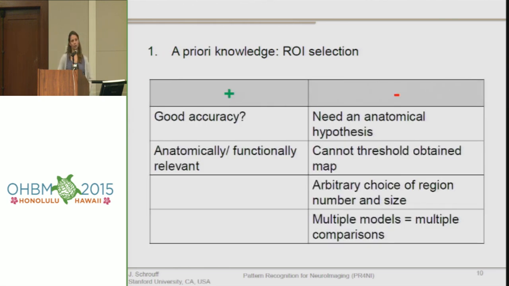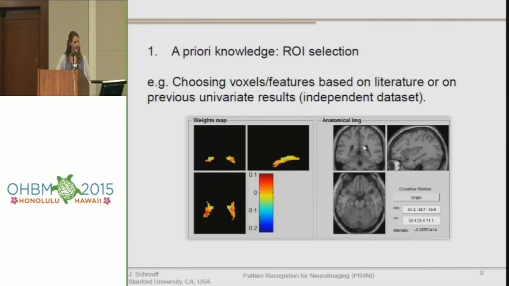So here we're just looking at the accuracy, so we're not looking at the weight pattern or the weight filter. And it's anatomically or functionally relevant. However, you do need to have a hypothesis, so either you need to read beforehand, but it's not very data-driven. So as we see here, we still have a weight filter that we can see for each voxel, and we still cannot interpret that.